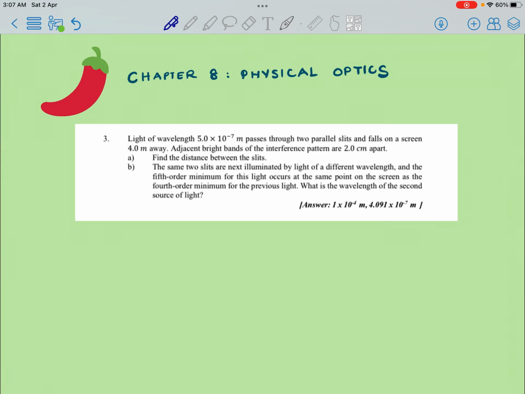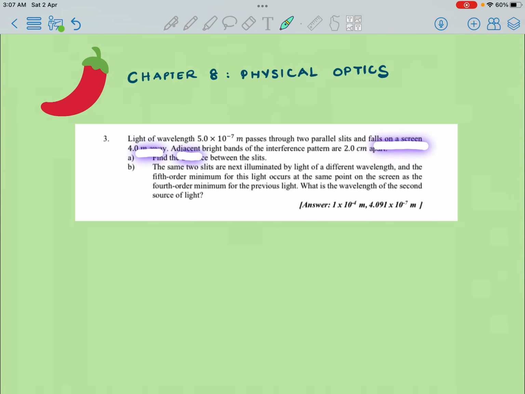Jadi, today we'll be attempting tutorial question chapter 8. Okay, so we're going to try question number 3. So, let's read the question. Okay, so a line of wavelength 5×10⁻⁷ passes through two parallel slits. So, we are talking about two parallel slits. So, we know that is Young's double slit experiment lah. Okay, falls on the screen 4 meter away.